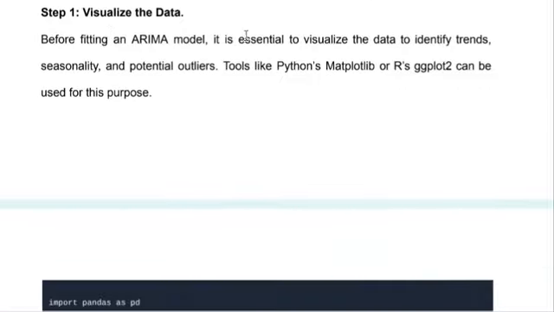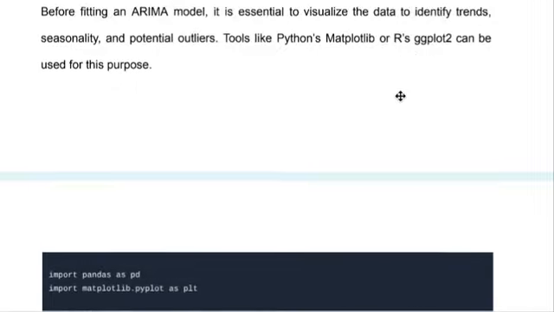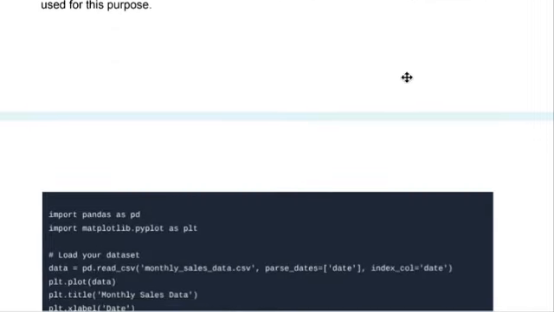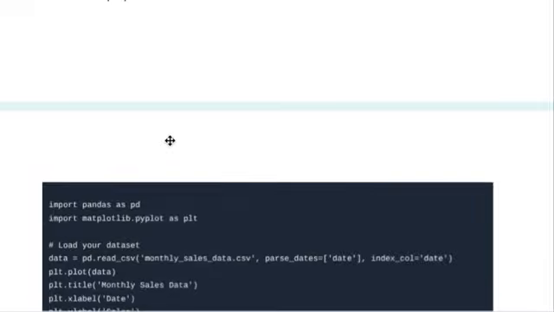Step 1. Visualize the data. Before fitting an ARIMA model, it is essential to visualize the data to identify trends, seasonality, and potential outliers. Tools like Python's matplotlib or R's ggplot2 can be used for this purpose.